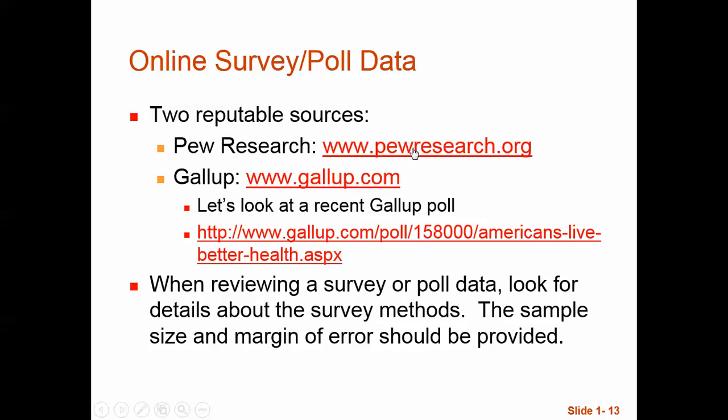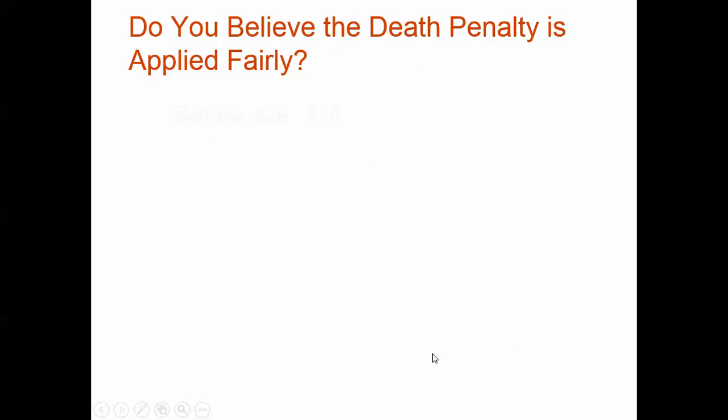Here are two sources you might want to take a look at for quality online survey and poll data. When you're looking at a survey or poll report, you want to look for details about the survey methods: what sample size was used, how the sample was obtained, and what the margin of error is. So let's take an example.